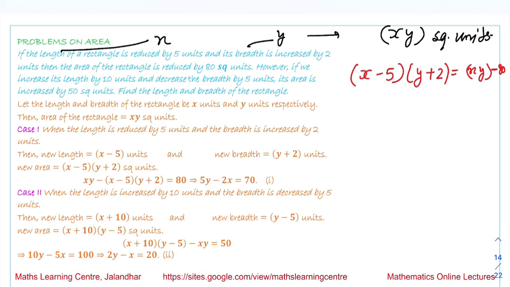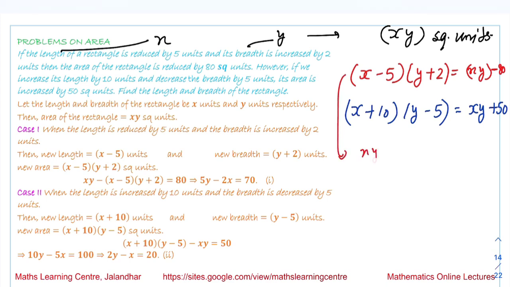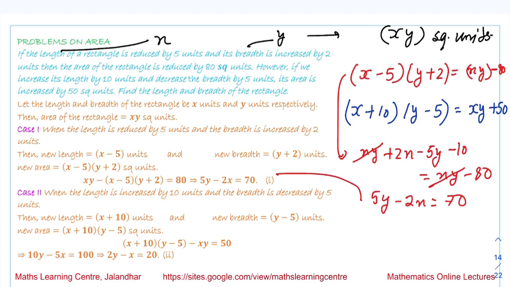However, if we increase the length by 10 units and decrease the breadth by 5 units, the area of the rectangle is increased by 50 square units. If we multiply out these expressions, taking the first, it is xy plus 2x minus 5y minus 10, that is equal to xy minus 80. This xy gets cancelled and the equation that we get is 5y minus 2x is equal to 70.